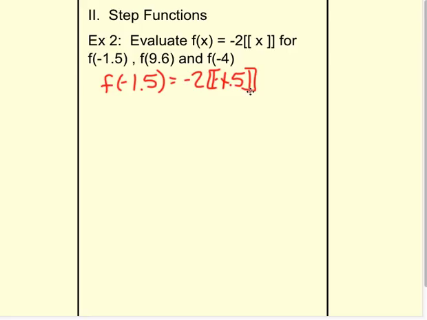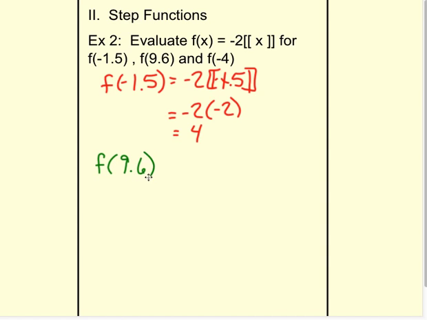First thing is that step function, of course, is a grouping symbol. So we evaluate the rounding down before we multiply by 2. So -1.5 rounds down to -2, and then we can multiply them together.